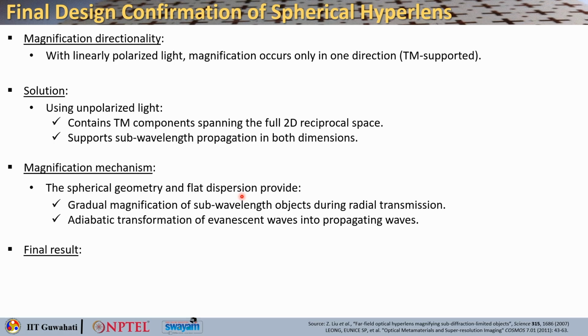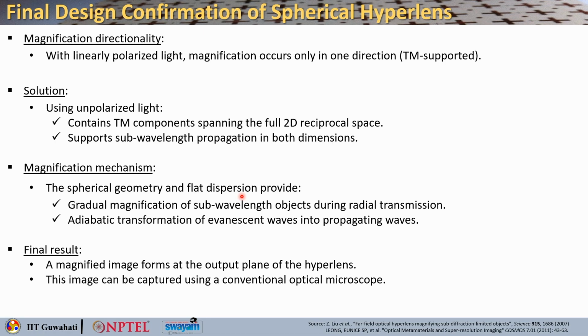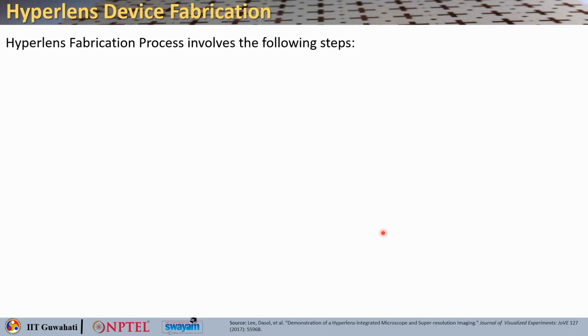So, that is where finally you will be able to use your regular optics or microscope to pick up those particular waves and see those diffraction limited objects. So, what is the final result in this case? You are getting a magnified image that is coming out of the plane of the hyperlens, and this image can be captured using a conventional optical microscope, because we have already coupled the evanescent wave information and converted it into propagating wave information. So, now let us look into the fabrication of hyperlens devices.